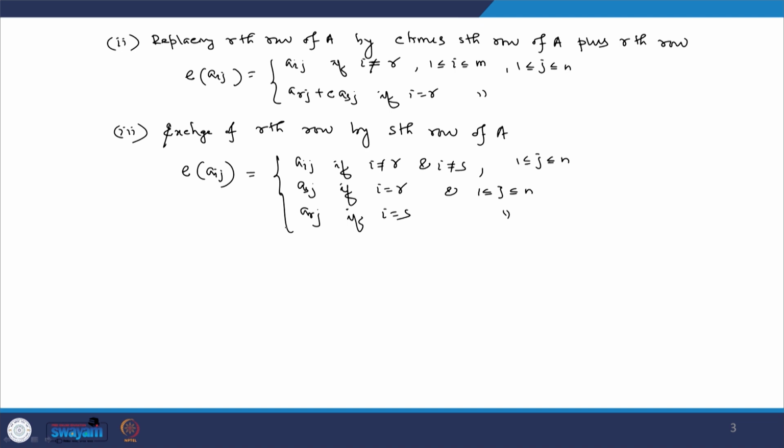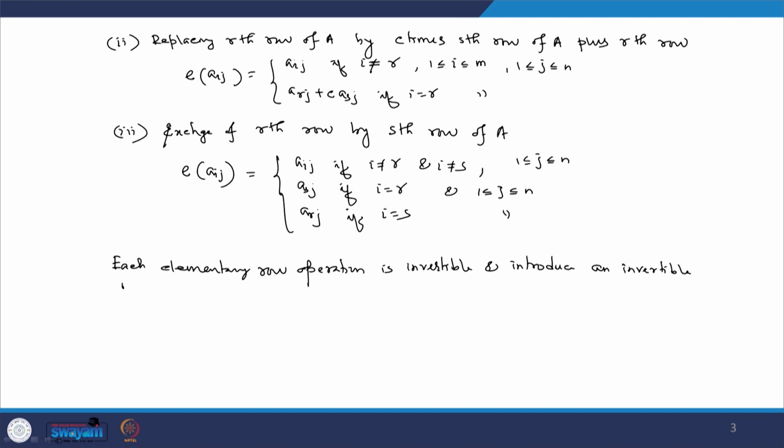The total elementary operation, I can say, is some sort of combination of these three elementary row operations, please. Interestingly, each elementary row operation is invertible and introduces an invertible matrix called an elementary matrix.